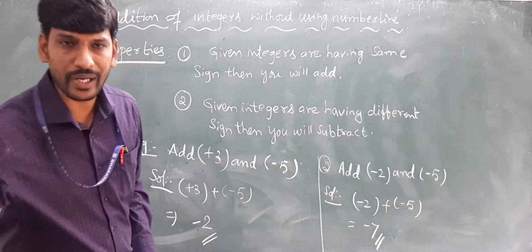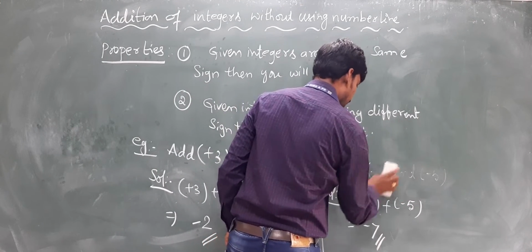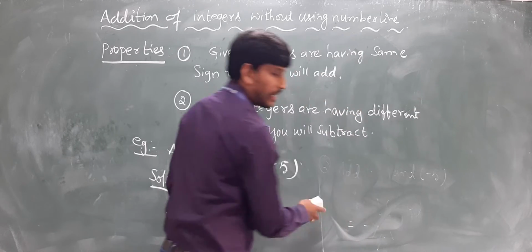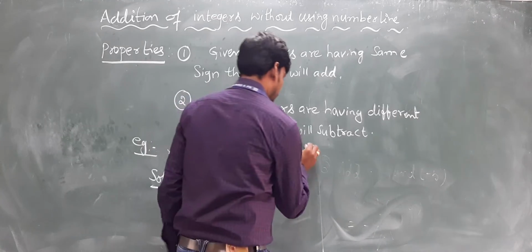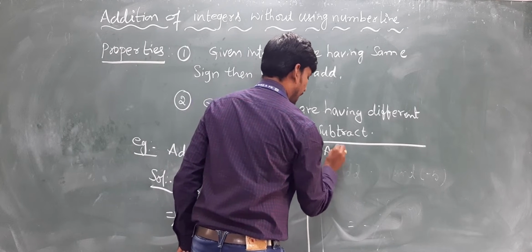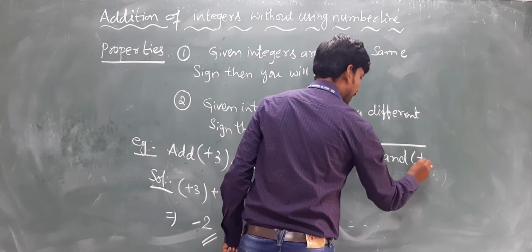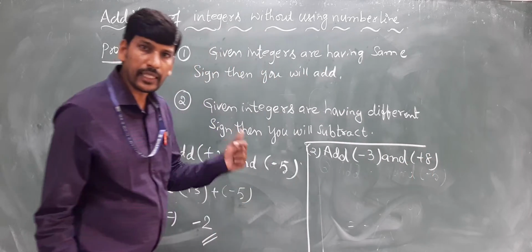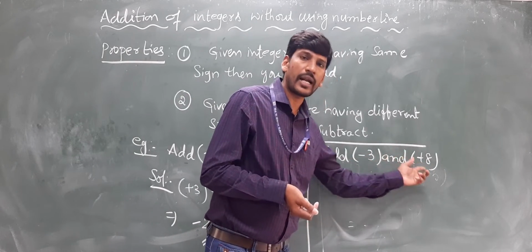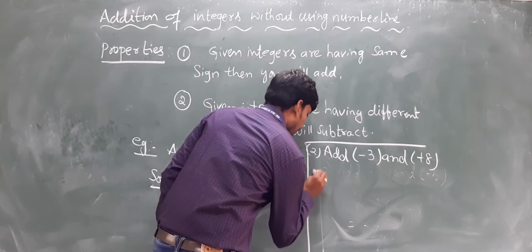Let us discuss one more example based on these two. Let us discuss one more simple example that should be having different sign. Add -3 and +8. By seeing that question you should get the idea. Given integers have different sign, then you will subtract. Right, now see the solution.